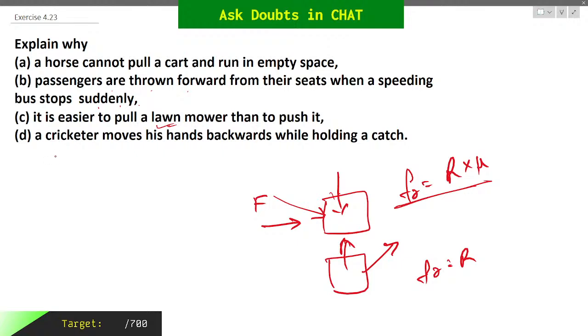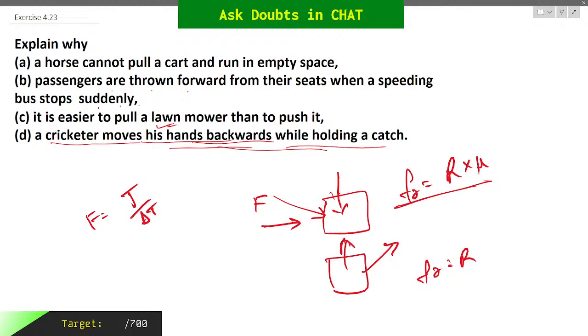Now the fourth question is, a cricketer moves his hand backward while holding a catch. So the question is, why does the cricketer move his hand backwards? The thing is that force is given by change in momentum over time, or impulse. Let us denote the impulse by J, so force is J by delta T.